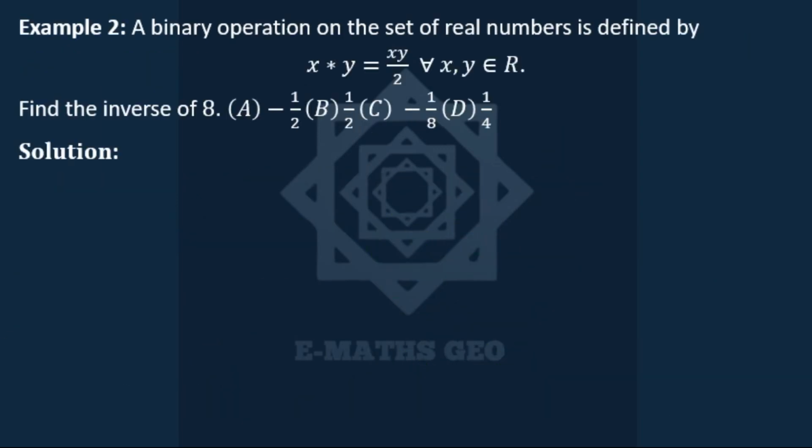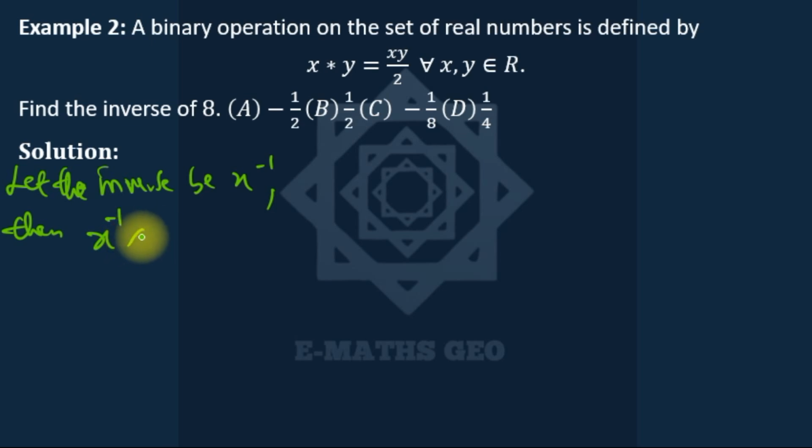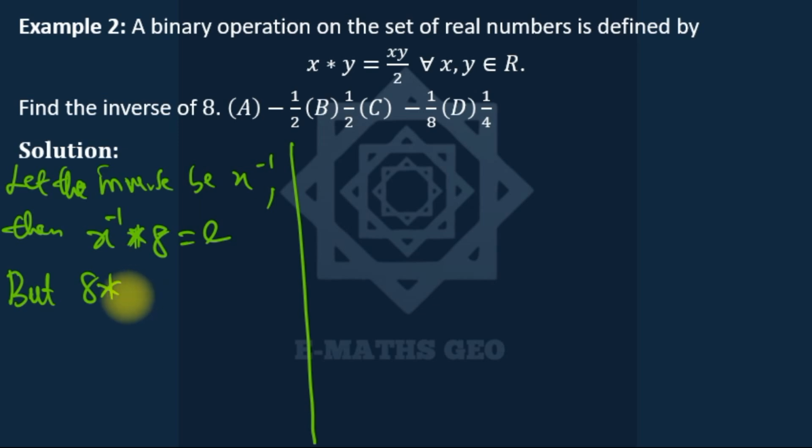So let's look at the second question. They said find the inverse. We are given this operation, and we're asked to find the inverse of 8. So let the inverse be x raised to power minus 1. Then if x raised to power minus 1 operates with, I use star, operates with e, it must give us 8. That's by definition of identity element, that any element that operates with identity must give us that same element. So let's look for e now.